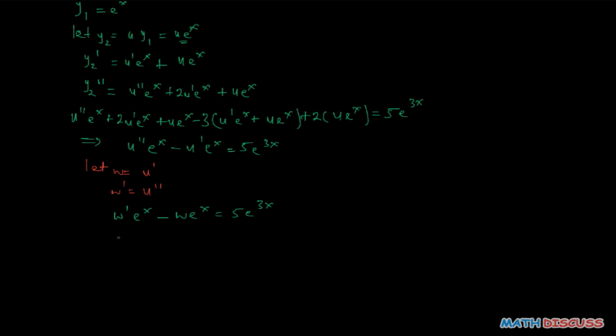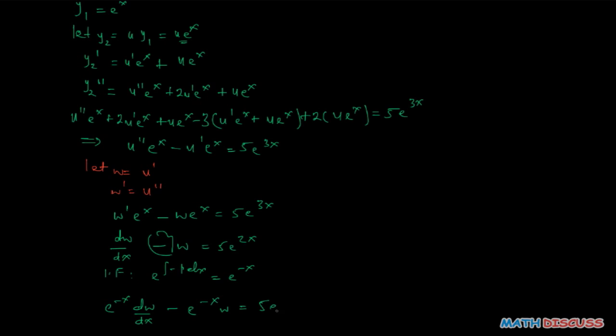So writing this, we have dw dx. I'm going to divide both sides by e to the power x, so you have minus w equals 5e to the power 2x. And then the integrating factor here is going to be e to the power integral of minus 1 dx, and that will be e to the power negative x. So we multiply both sides of the differential equation by the integrating factor. So we have e to the power negative x dw dx, then minus e to the power negative x w equals 5e.